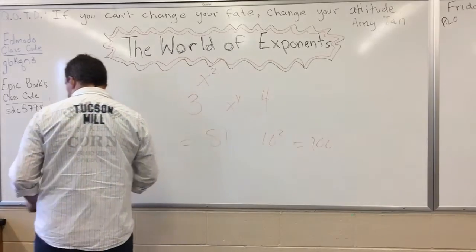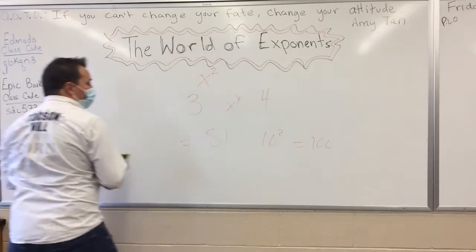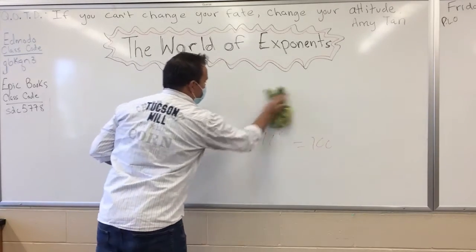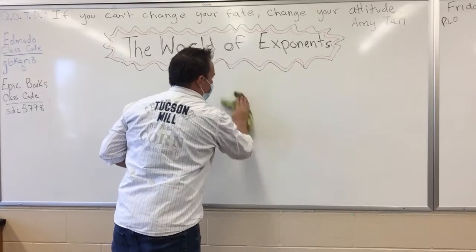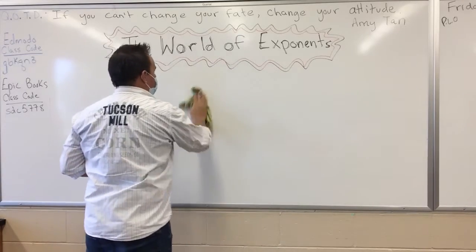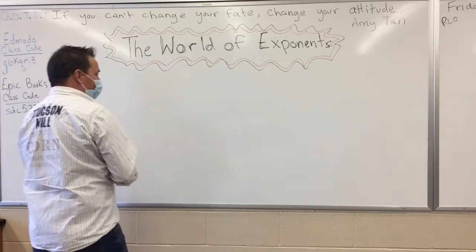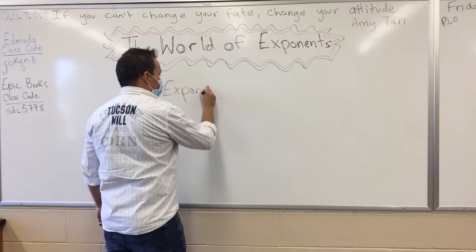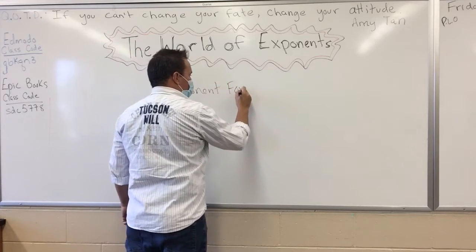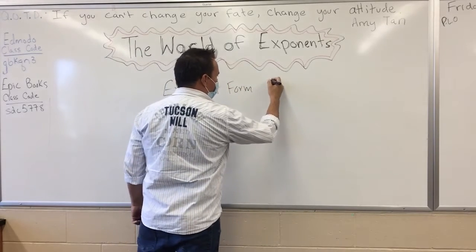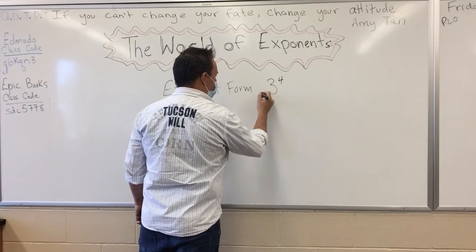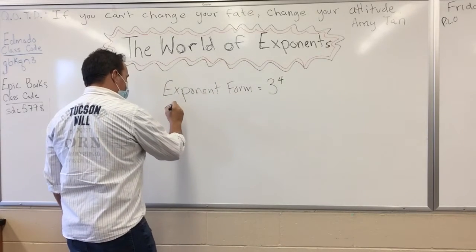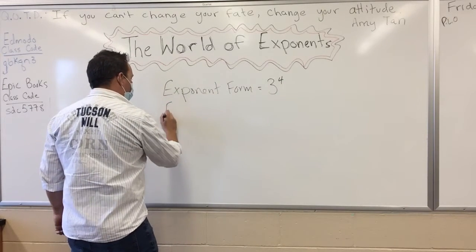So if you can remember what they would look like and what we just had in our day in the life of the world of exponents, you have exponent form, right? Exponent form was 3 to the power of 4. Expanded form.